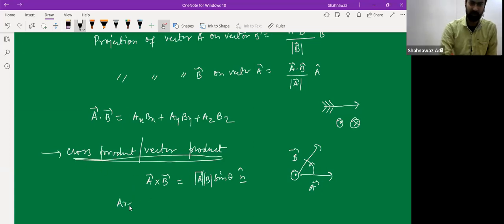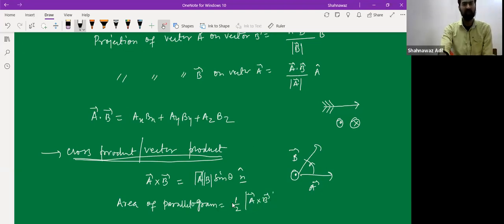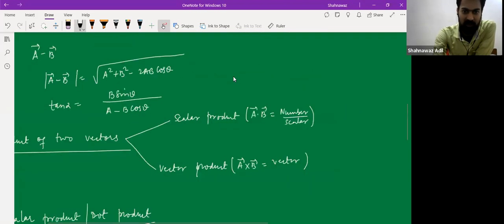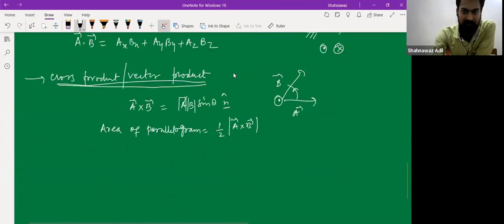You use it in calculating the area of a parallelogram. So the area of a parallelogram is how much? Half A cross B, right? And the magnitude you calculate. Okay, so understood up to this point? Any question? This was just some recap of what you learned in your vector classes, right, guys? Any doubt up to this point?